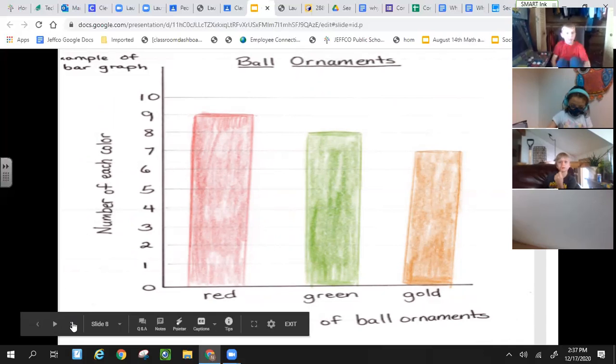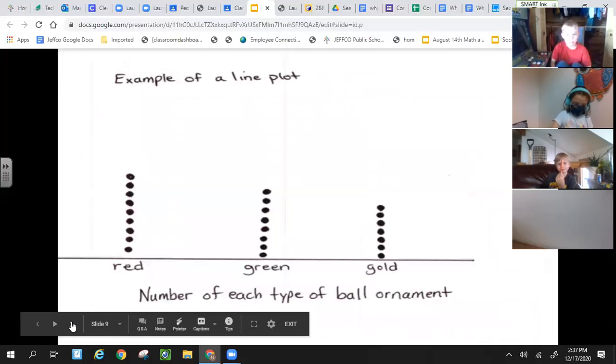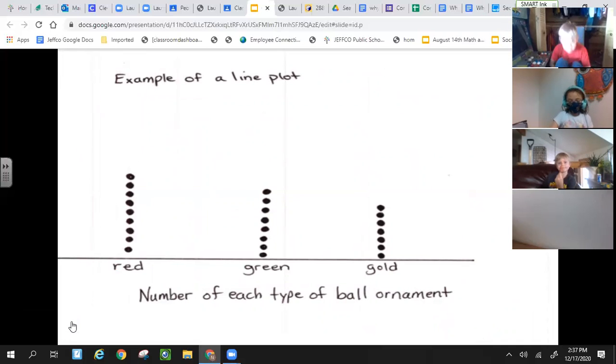The next one is the line plot. We have looked at line plots. We're going to look more at line plots next year, and I just mean in January when we come back. But this was pretty simple. It doesn't have a title at the top, but below it says the number of each type of ball ornament. And then I have red, green, and gold. It would have looked a little better if I used color on that now that I look at it.